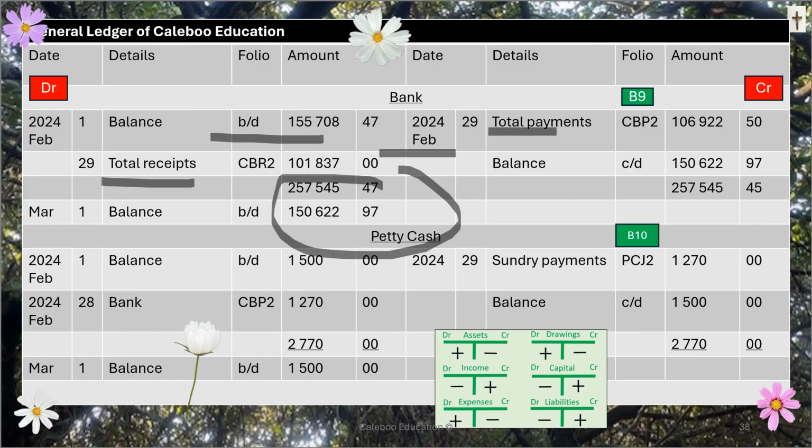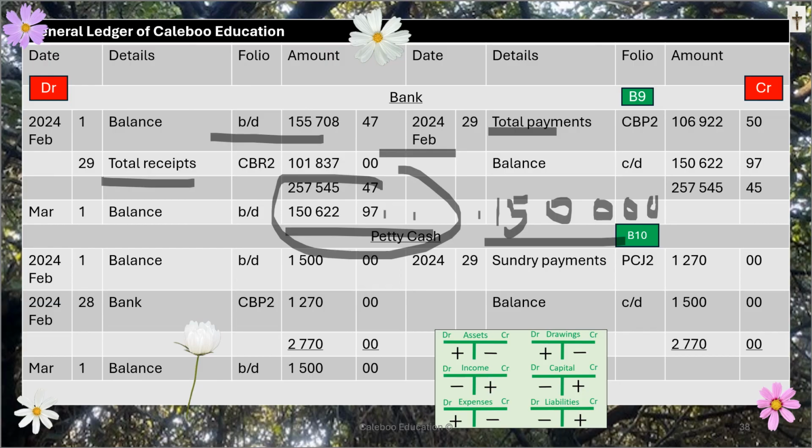150,622 and 97 cents. What we need to do, and it will come up in a video after this one, is a bank reconciliation, because we get a statement from the bank that might have 150,000. So in our books there's a difference to what's on the bank statement. We need to go and reconcile. That will be done in a future lesson.